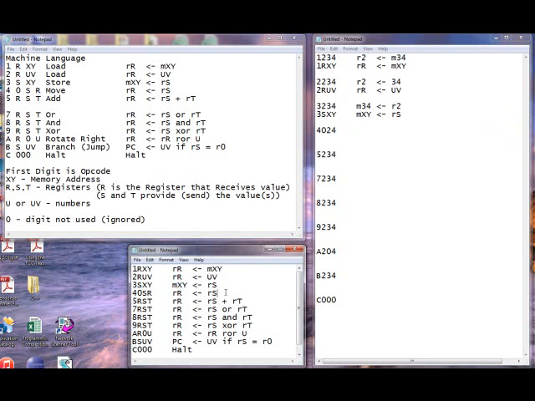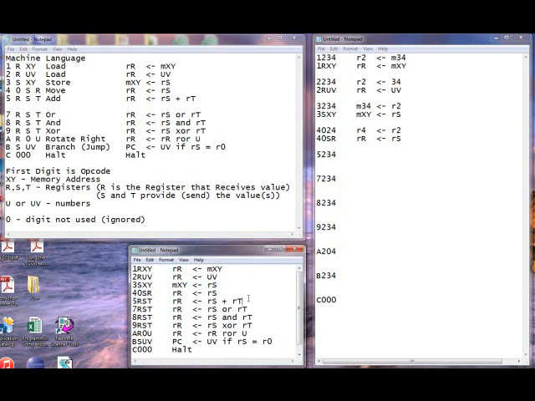This next instruction shows how we can take a value that's in a register and we can actually copy it to another register. We can move it from one register to another, but actually we're just copying it. So here's the 0, and 0 is just 0. Then the S will be 2, so that'll be register 2, and the R will be 4. So here we would rewrite this as register 4 is going to receive the value that comes from register 2.